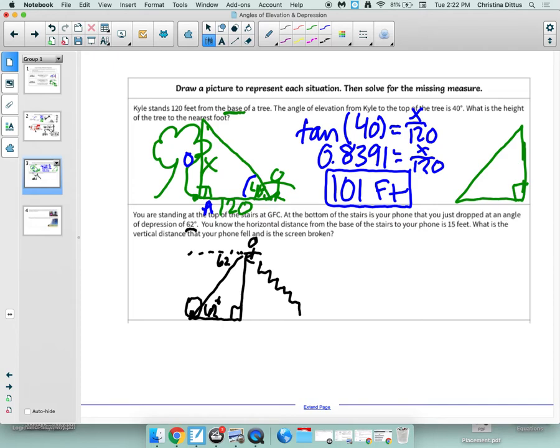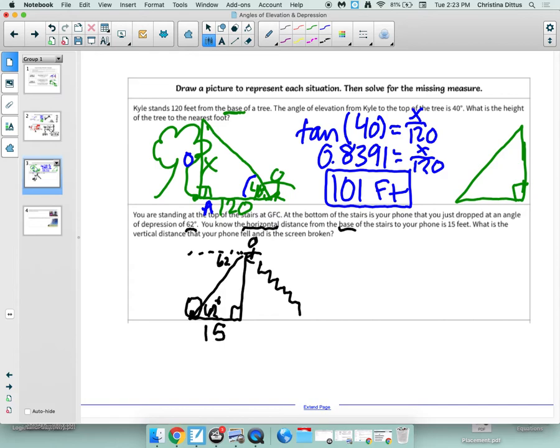You know the horizontal distance from the base of the stairs to your phone is 15. So is 15 a side or an angle? Side. Should it be the bottom, the up and down, or the slant? The bottom. Two words tell you that. Horizontal tells you that, and base tells you that. Label your bottom side 15.